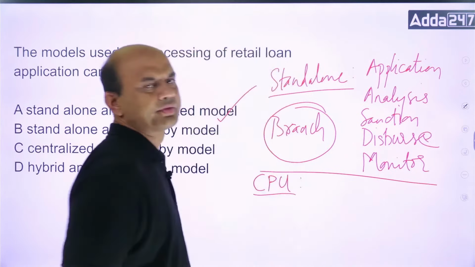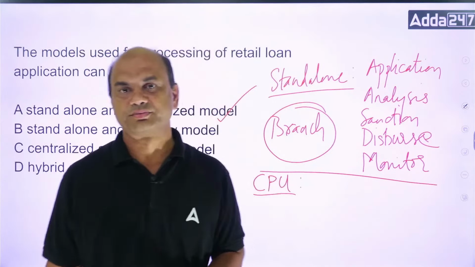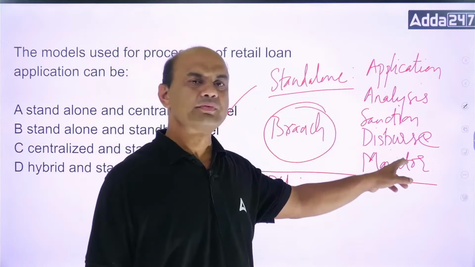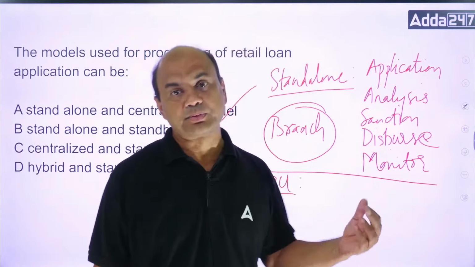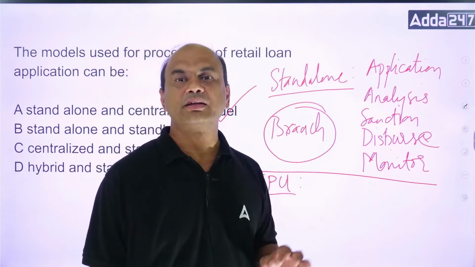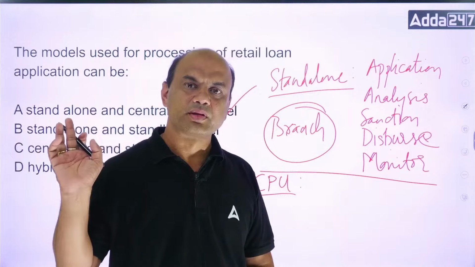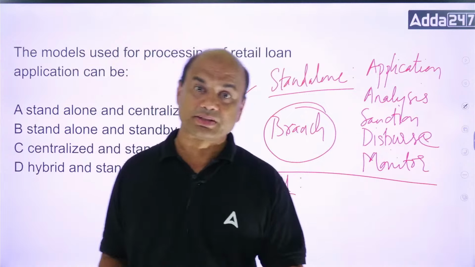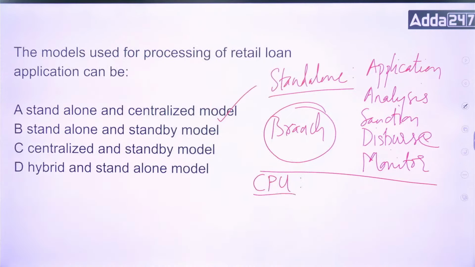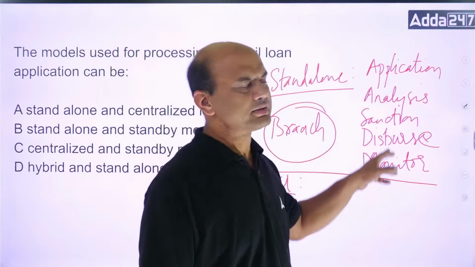Under the CPU model, kindly note, branch just acts like a courier person. All these steps are done at the CPU level. Branch just acts like a courier person. It collects the document from the customer, passes it on. The central office, if it wants to give some message, will give the message back to the branch. Got it? So CPU, everything is done at the central office level.